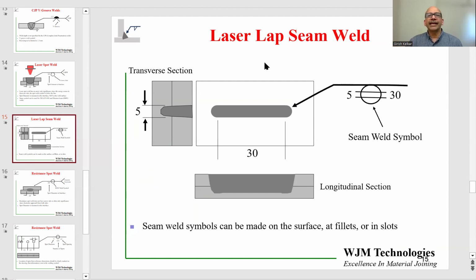So here I'm showing you a laser lap seam weld. We have a component over here, and the weld was made. If you would have taken a cross section, again, this is all schematic, you would see the weld energy go down to the interface, and the width of the weld at the interface would be 5. Over here, we are taking a longitudinal section along the length of the weld, and the width along the interface would be 30. So those two numbers are depicted in the welding symbol, 5 to the left of the welding symbol and 30 to the right.